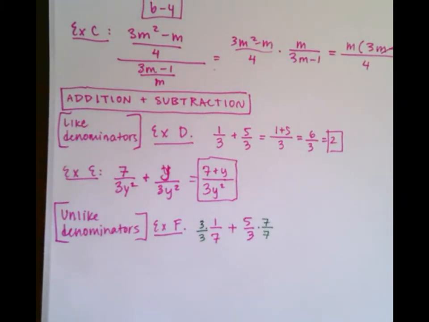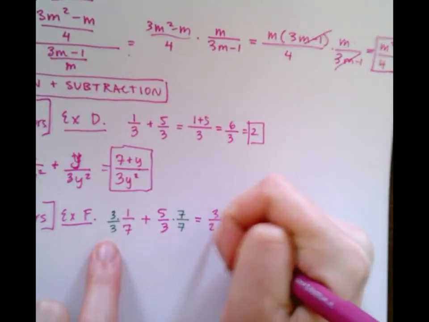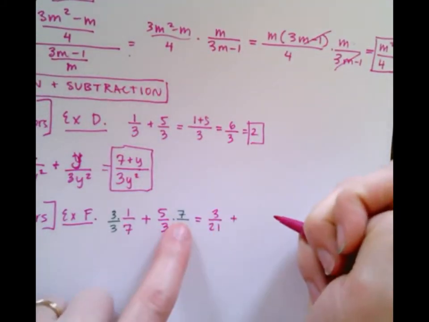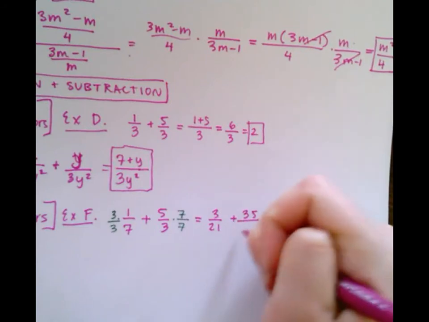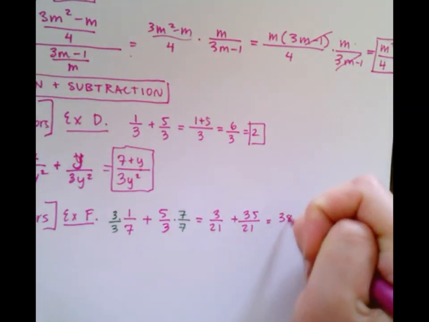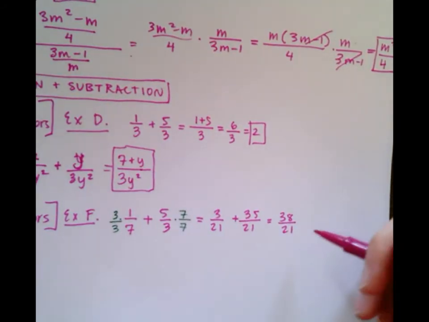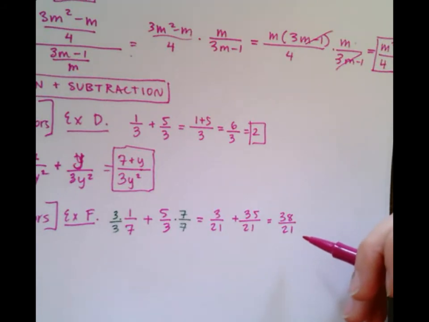So here, the first one is going to become 3 over 21 plus, and then 5 times 7 is 35 over 21. So now I have like denominators, so I'm just going to add straight across, and I get 38 over 21. Now I could try to simplify, but I don't think anything divides both into 38 and into 21.